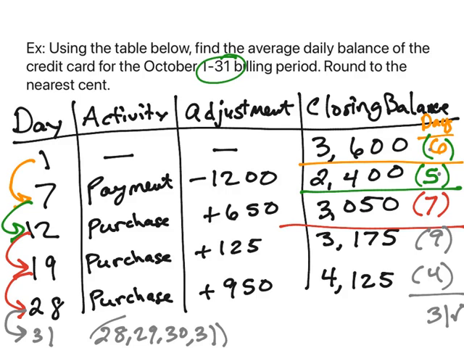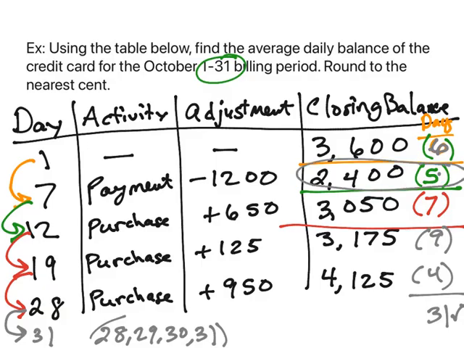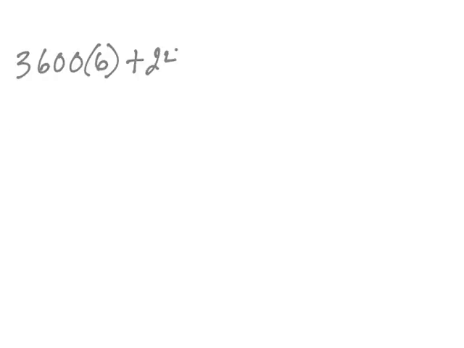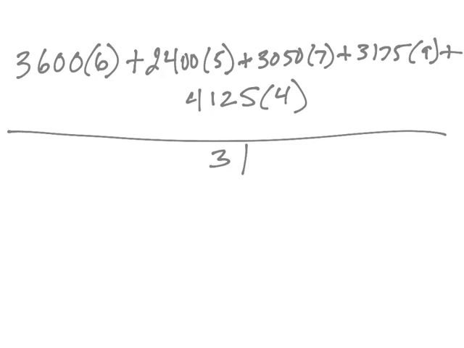So think this through. For each one of the first 6 days, the balance was 3,600. If I was at 3,600 for 6 days, I multiply those together to figure out the total for those 6 days. Then for the next 5 days, we're at 2,400, so that's 2,400 times 5. Then for 7 days, I was at 3,050. I was at 3,175 for 9 days, and I was at 4,125 for 4 days. That's my numerator, all divided by 31 days.